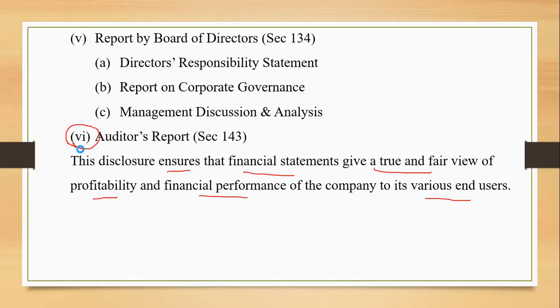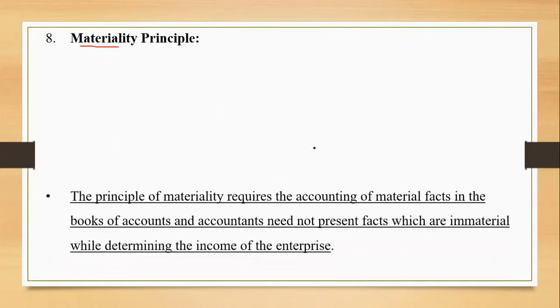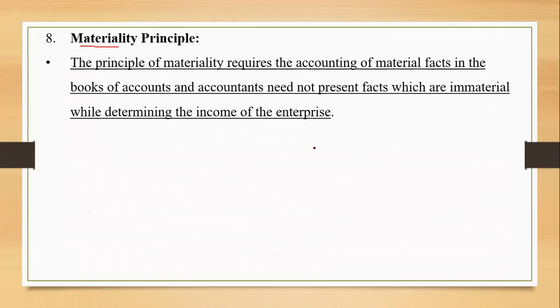After that, we have the next one, the Materiality Principle, very much related to the previous one, full disclosure. In full disclosure, we just had one line over there, like all the material facts which are significant and important to the various end users. Materiality is in continuation to full disclosure. It also asks us the same thing, but in full disclosure we are showing the information with the help of various statements and reports. But over here, we need to understand what is a material fact.